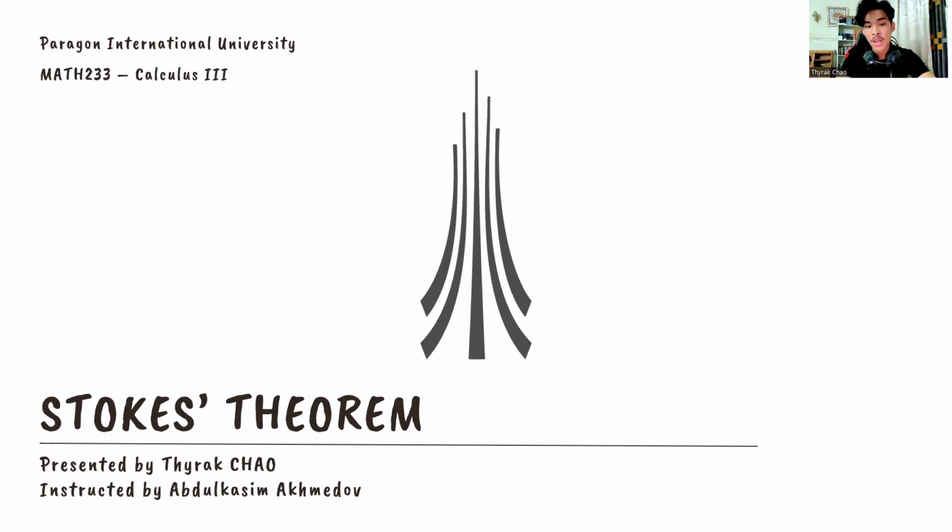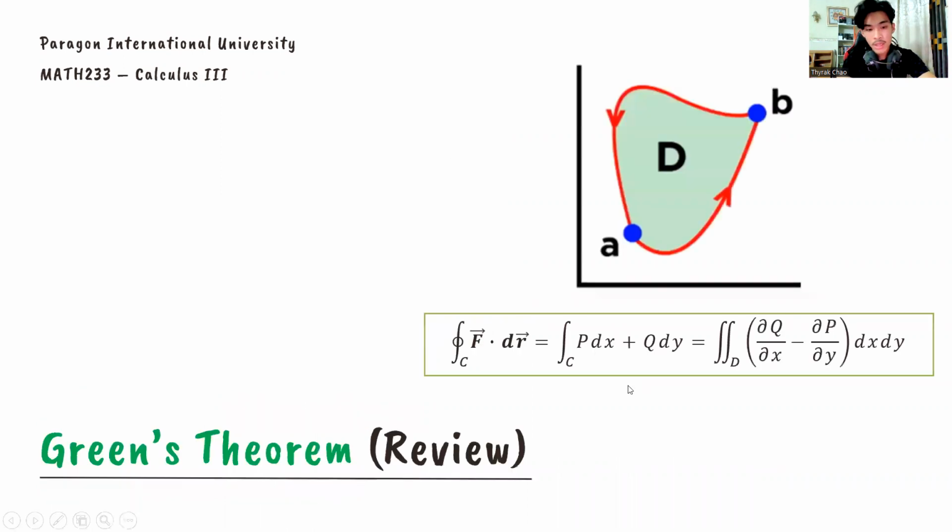In this video, we will discuss Stokes' theorem. In the previous chapter, we went over Green's theorem, which let us turn the line integral along a closed curve C in two dimensions into a double integral over some region.